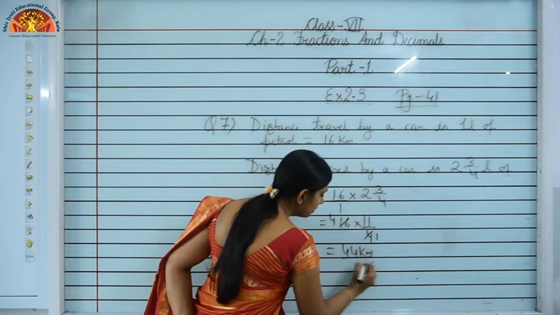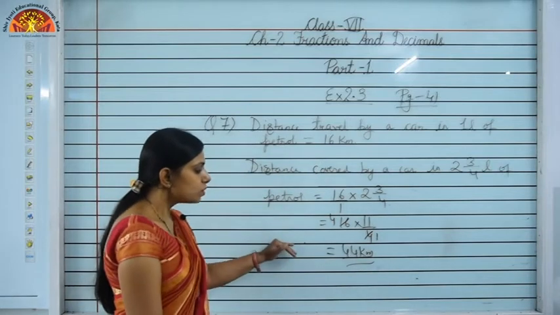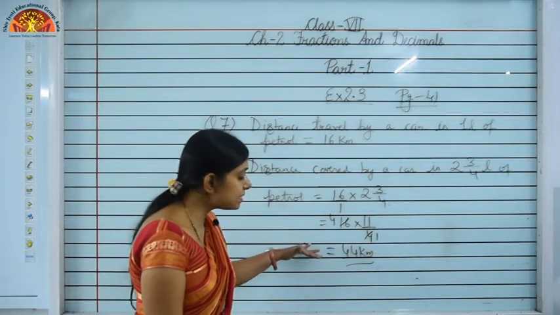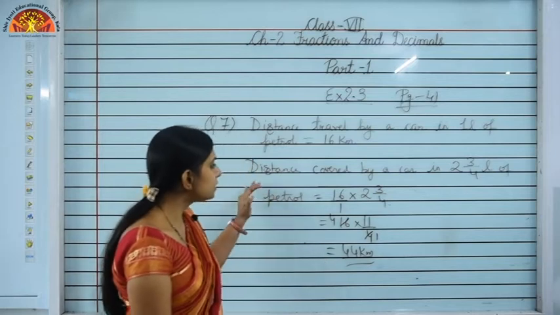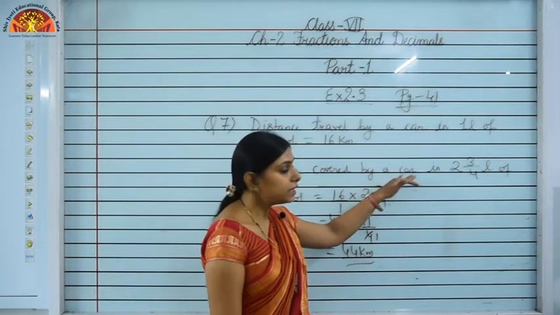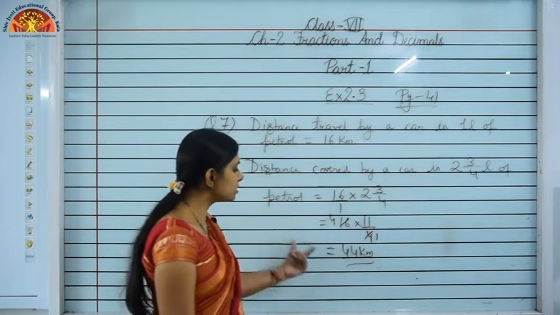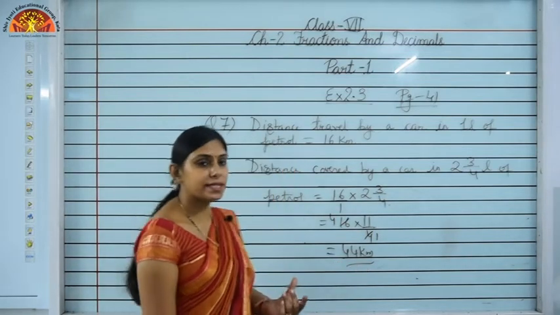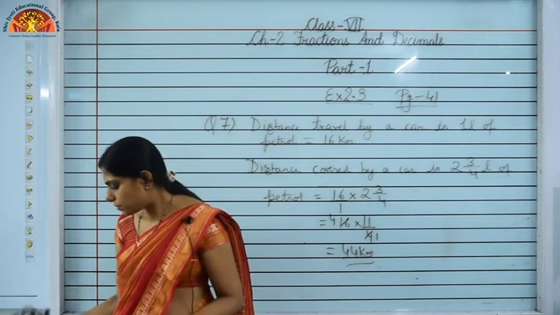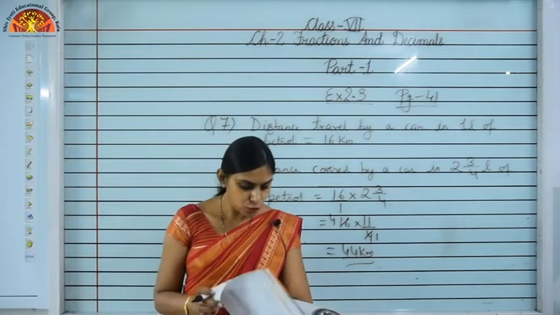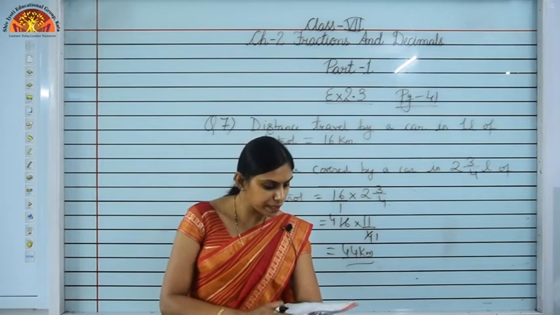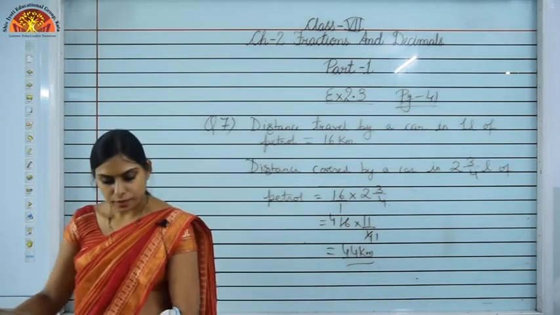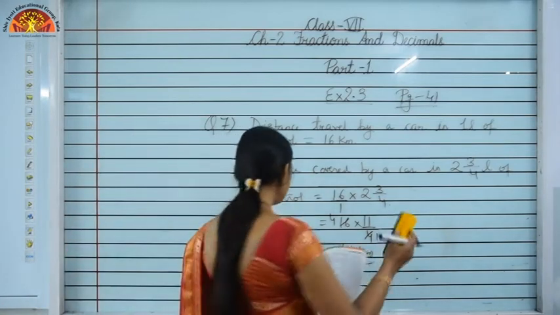So you can see children that when the petrol is more, the distance traveled or distance covered is also more. So the distance covered by a car in 3/4 liters of petrol is equal to 44 kilometers. Is it clear, students? Now we'll just solve exercise 2.4. So just open exercise 2.4 in your books. That is on page number 46.